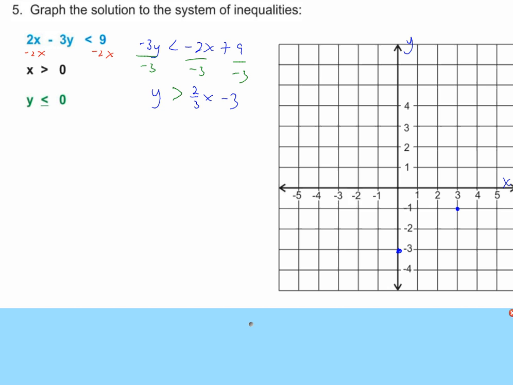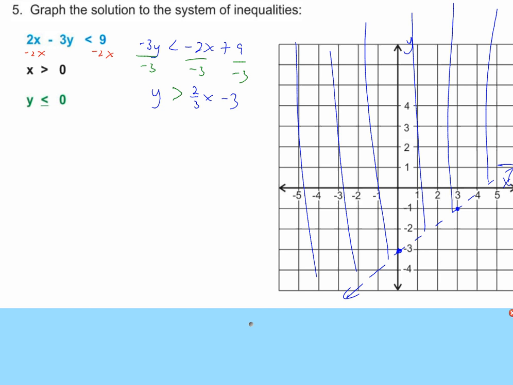Class, solid or dotted line? Dotted. All right, so I'm trying to line up and do a dotted line. If I had a straight edge, I would use a straight edge. Class, do I shade above or below? Above. Greater than is above. See, if you wouldn't have swapped your sign, you wouldn't know to shade above. Okay, that's the blue one.